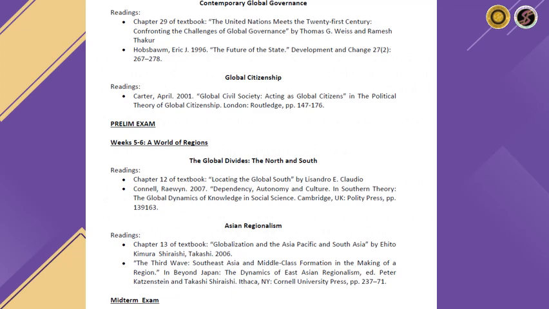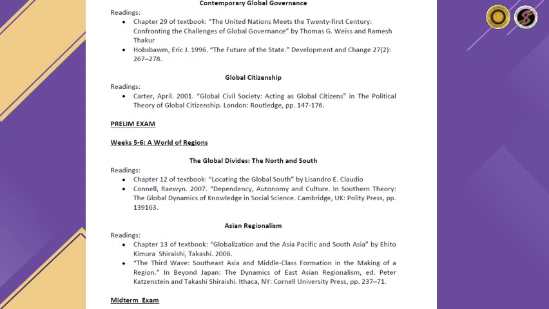Other topics include contemporary global governance. This is more political. We will be studying the role of the United Nations, the World Trade Organization, or any other global groups or regional organizations that significantly affect global politics. And then we have global citizenship. The notion of global civil society, or is there a notion of global citizen or global citizenship? We will be problematizing that. And then after that, you will be having your preliminary exam, your first term exam.